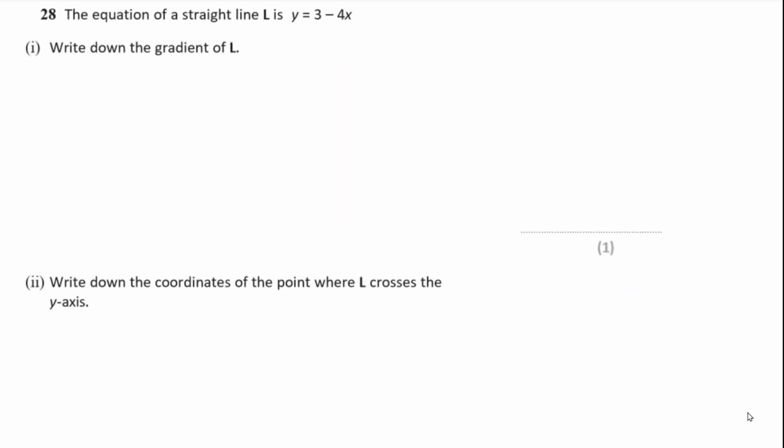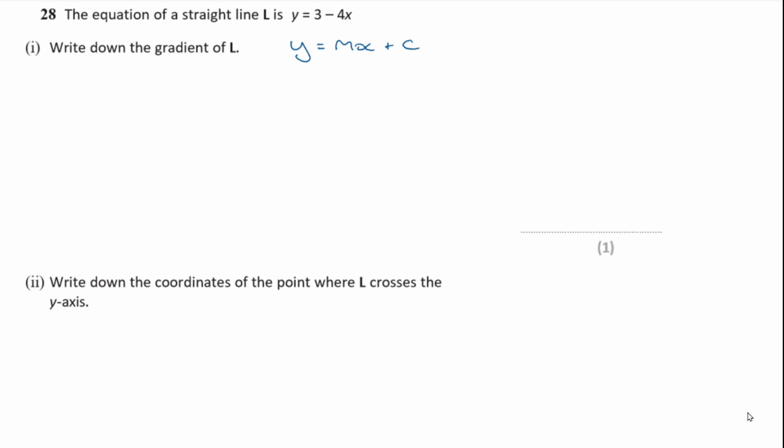Question 28. The equation of a straight line L is y equals 3 minus 4x. Write down the gradient of L. Now we mentioned earlier that the equation of a straight line has the form y equals mx plus c. So we can compare this general form with what we've been given, and we should be able to read out the gradient and the intercept straight from the question.